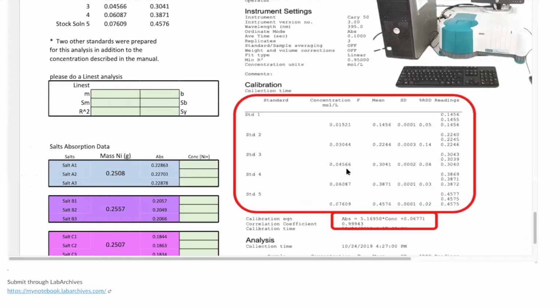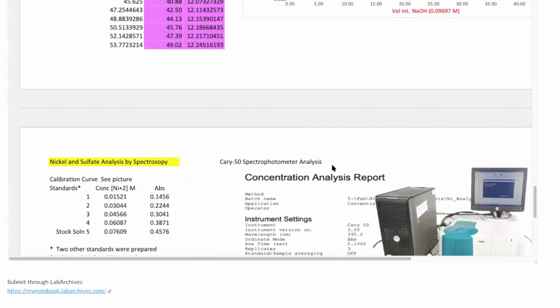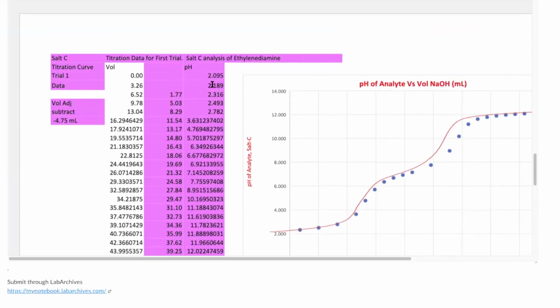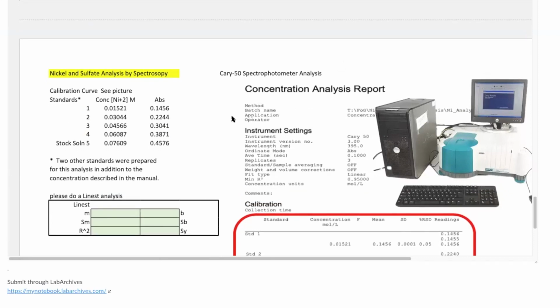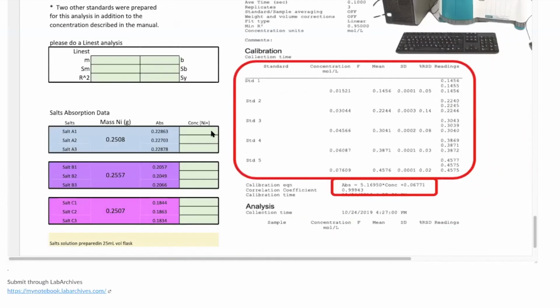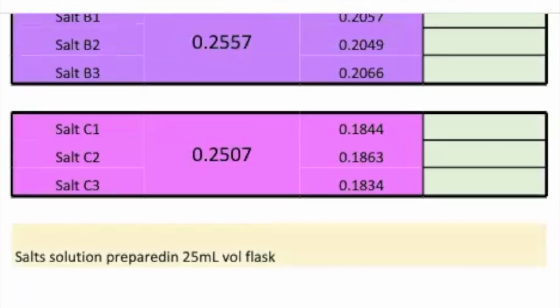So with that data, you can now calculate the moles of the ethylenediamine and the moles of your nickel, and figure out what the chemical formula is. Okay, you can calculate that. Let me finish up with some basic Chemistry 200 that you already know how to do.